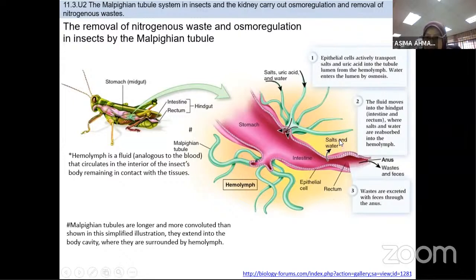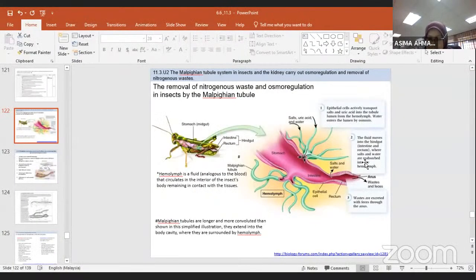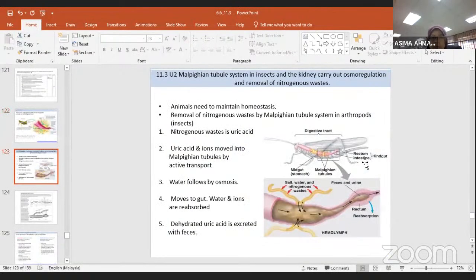Whereas waste, in this case uric acid, is excreted with feces through the anus. So uric acid plus ada dia punya waste product will be excreted here through the anus. Faham? Faham ke? Do you have any question? No question. Okay, bagus.